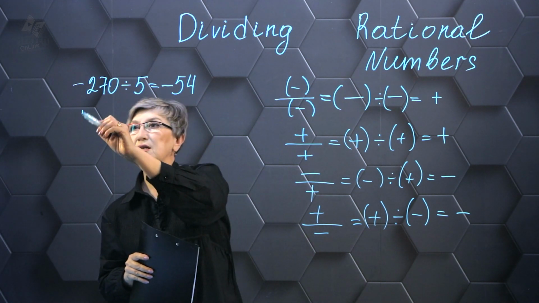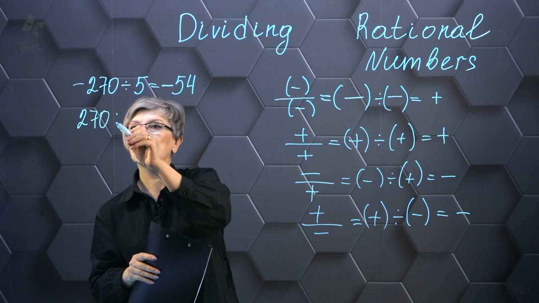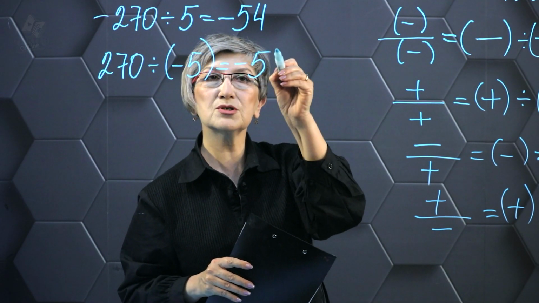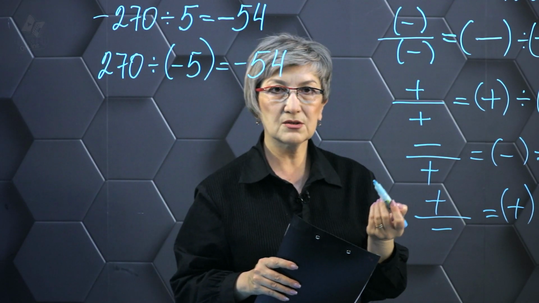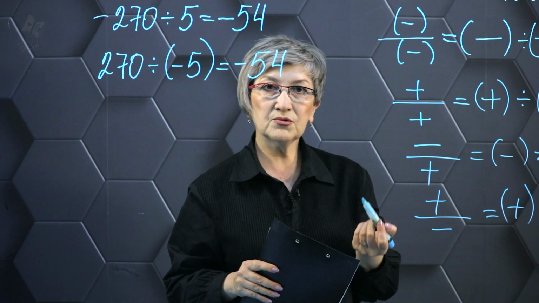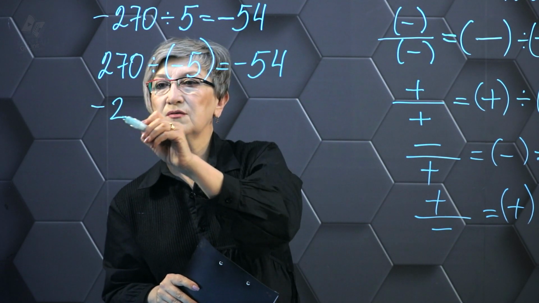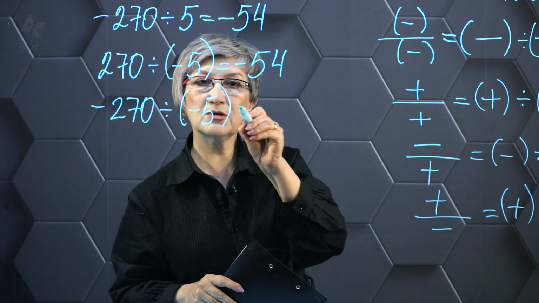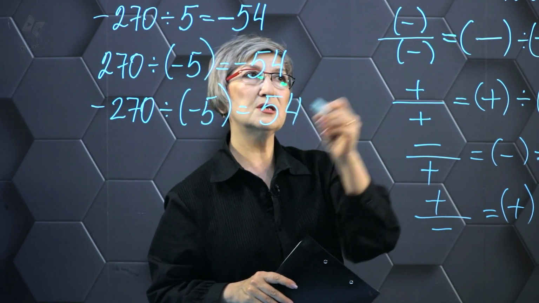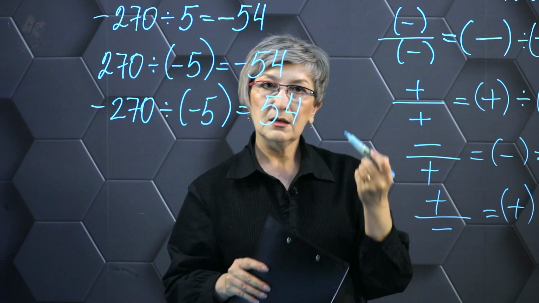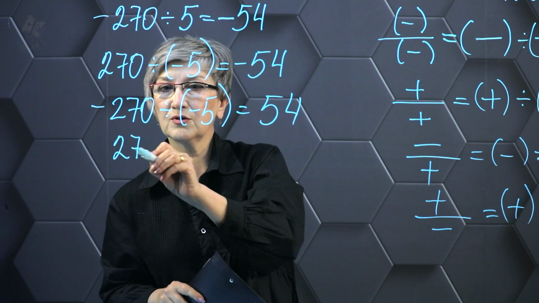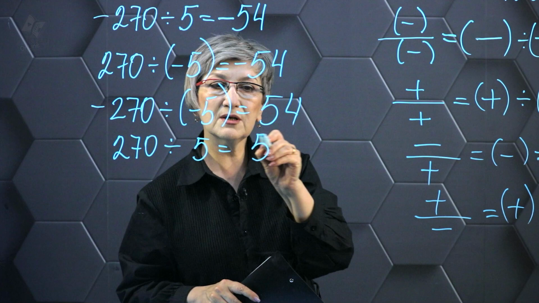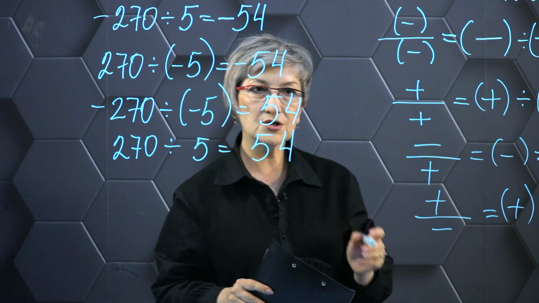If I divide the number 270 by the number minus 5, the result is also the number minus 54. If I divide the number minus 270 by the number minus 5, the result is a positive number. And if I divide the number 270 by the number 5, the answer will also be a positive number.